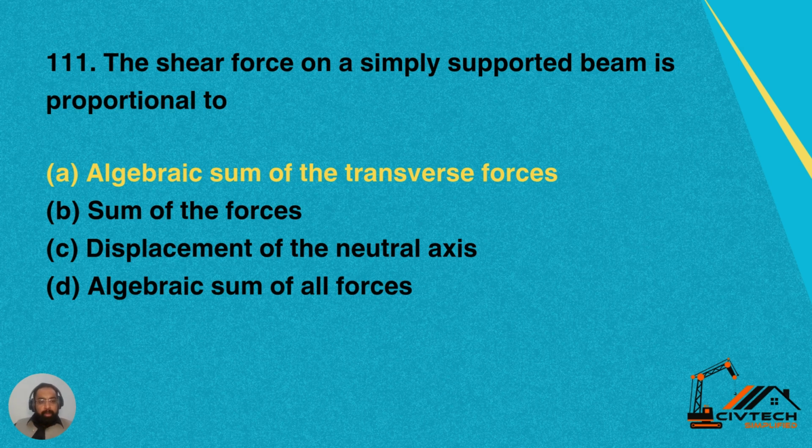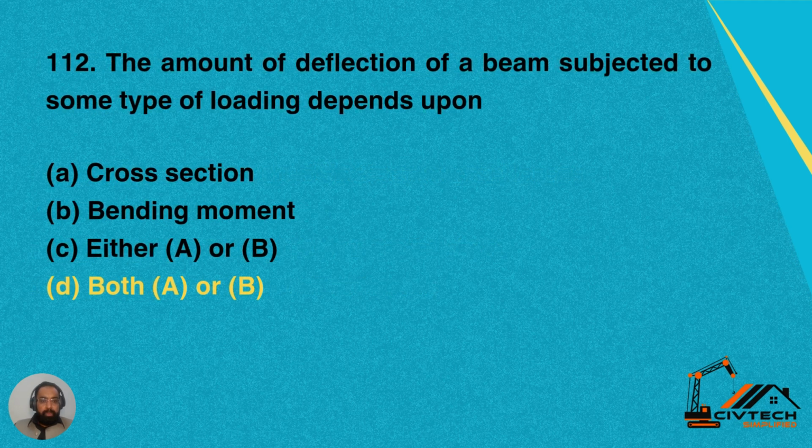Question 111. The shear force on a simply supported beam is proportional to: option A, algebraic sum of the transverse forces; option B, sum of the forces; option C, displacement of the neutral axis; option D, algebraic sum of all forces. The shear force is proportional to the algebraic sum of the transverse forces. So A is the correct option for this question.